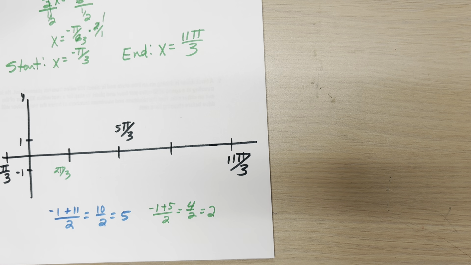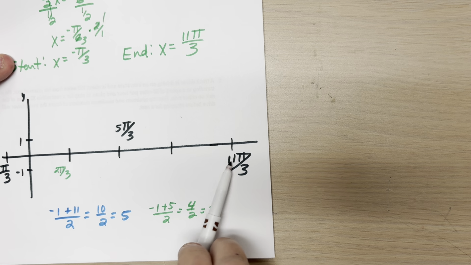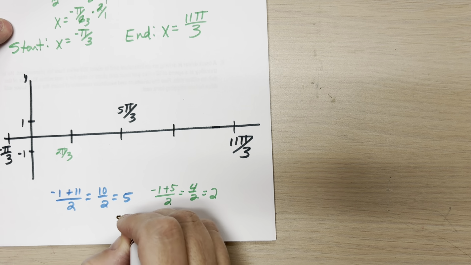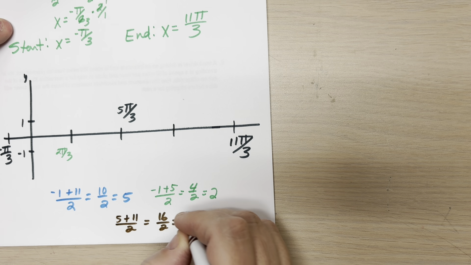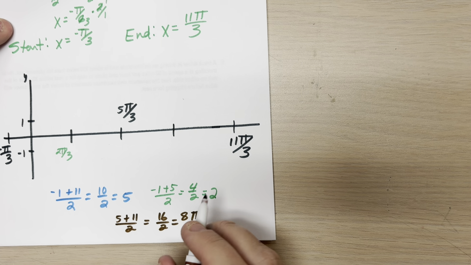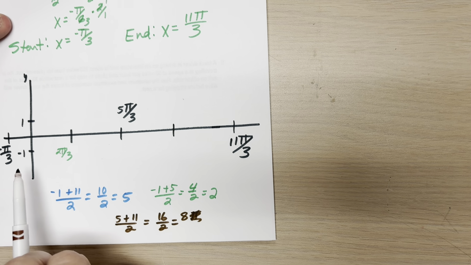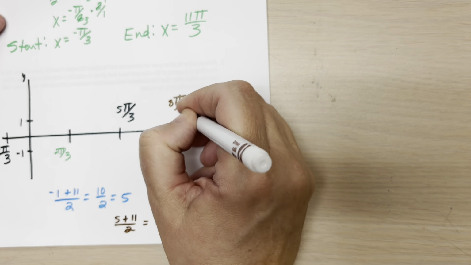And then finally, I want this point, which is halfway between 5 pi over 3 and 11 pi over 3. So if I add that up, 5 plus 11 divided by 2, 16 over 2 is 8 pi over 3. I don't know why I'm writing that, just 8. All right, so let's see. We're over here at 8 pi over 3.